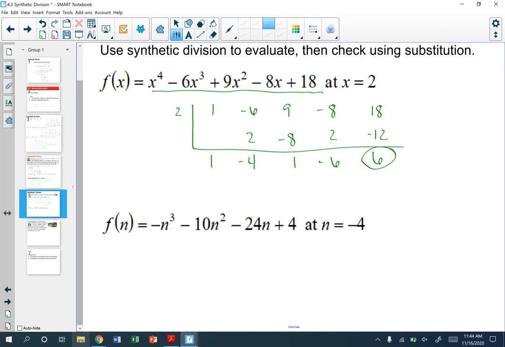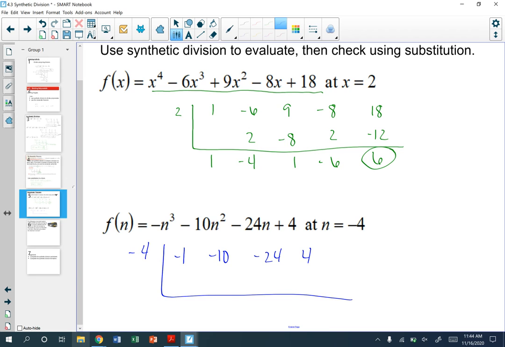So go ahead and do this last one, pause the video, and do this one on your own before we go through it here. So my coefficients, I look at my degrees, I go 3, 2, 1, 0, perfect. So I don't need any placeholders. I have -1, -10, -24, and 4.